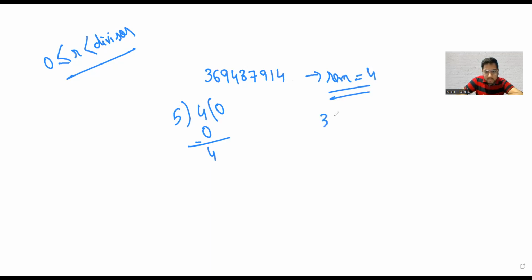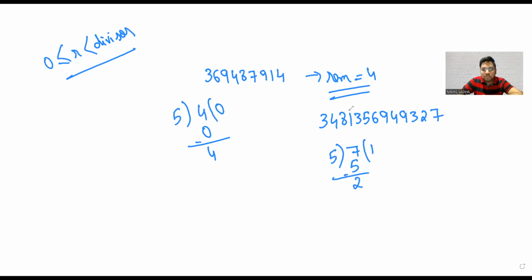Let's take one more example. 3481356949327. What we will be doing is simply dividing 7 by 5. 5 ones are 5. The remainder is coming as 2. So 3481356949327, when divided by 5, will be leaving a remainder 2.